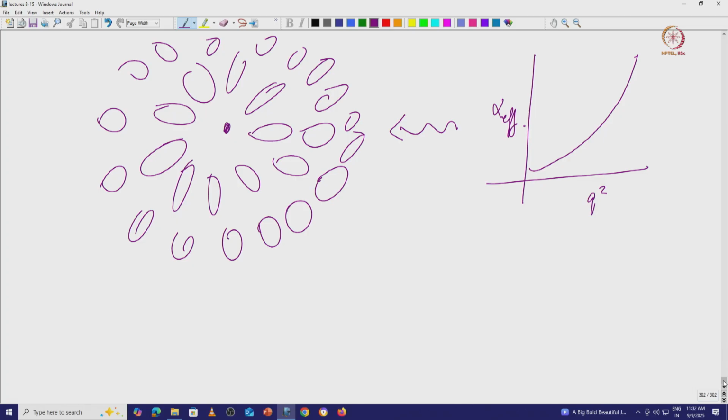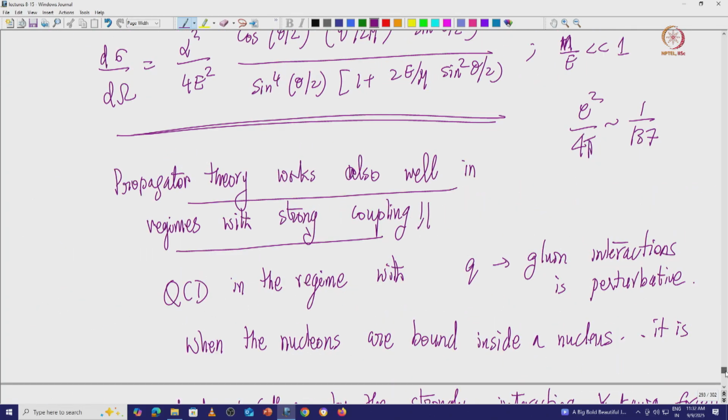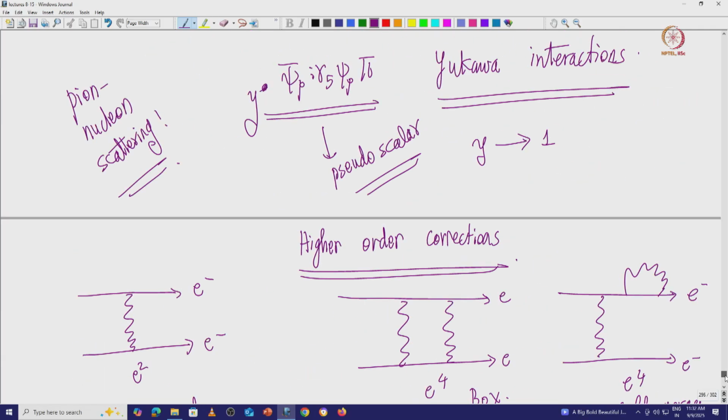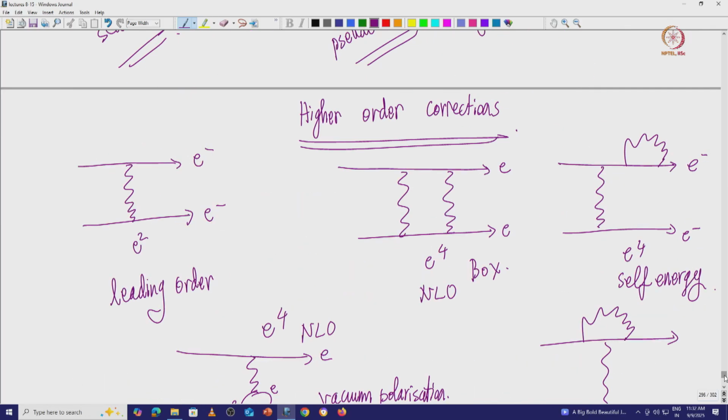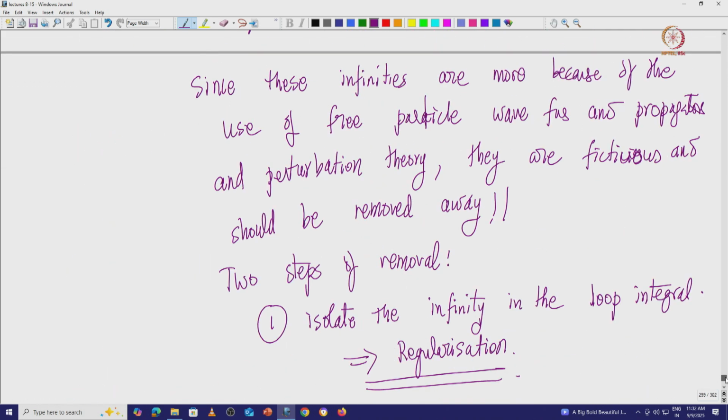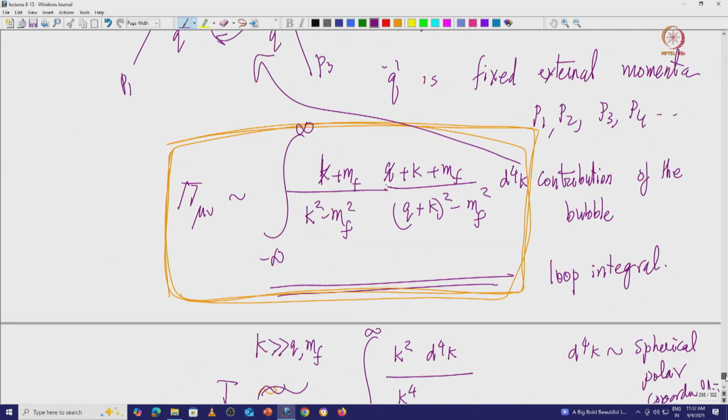So to summarize, the higher order corrections typically involve loop diagrams, and these loop diagrams involve integrals which typically contain divergences. But these divergences are not physical, because they are an artifact of the perturbation theory we are using, the way we use perturbation theory with only free particle wave functions and completely neglecting the interaction picture. So these divergences have to be dealt with.